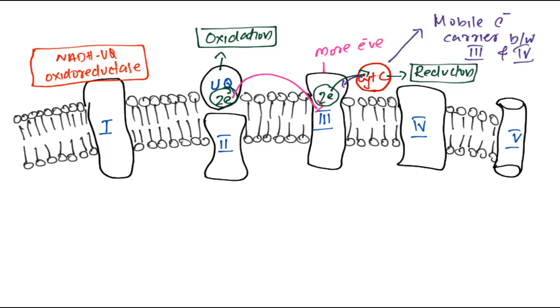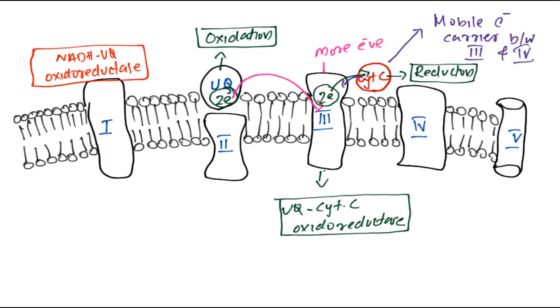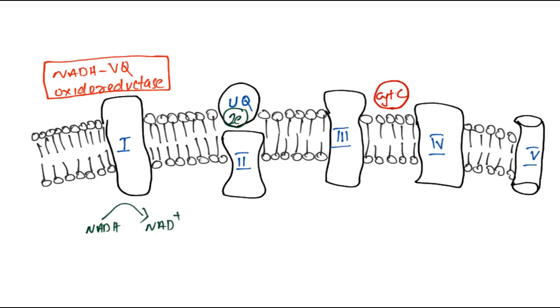So what will be the name of the complex 3 enzyme? Same name: ubiquitin cytochrome C oxidoreductase. Oxidation of ubiquitin and reduction of cytochrome C is occurring there, so complex 3 is known as ubiquitin cytochrome C oxidoreductase. We shall add to our summary here the name of complex 3. It is known as ubiquitin cytochrome C oxidoreductase.